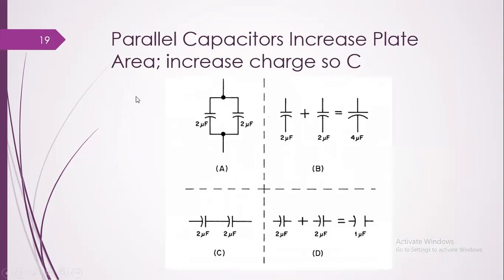So parallel capacitors increase plate area, increasing the charge capacity. If we connect these two capacitors in parallel, then the capacitance would be increased. How much? 2 plus 2 microfarad becomes 4 microfarad. And if we connect these two capacitors of 2 microfarad in series combination, then the equivalent capacitance would be reduced to 1 microfarad. So the fact already discussed in a previous slide, that in parallel combination the capacitance would be increased and in series combination it would be reduced, this slide also tells us the same concept.